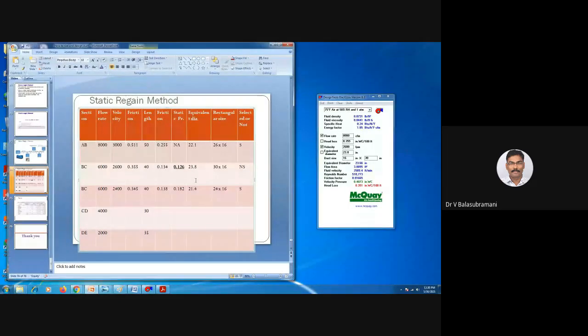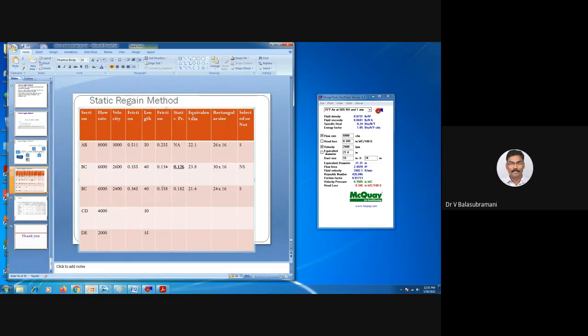So next, my aim is to increase the static pressure, so I have to reduce the velocity. That's the concept of static regain: reduce the velocity and increase the friction. So I substitute 2400. If I substitute 2400, CFM is 6000, and my friction is 0.345. Then 0.345 is multiplied by 0.4, giving 0.138.